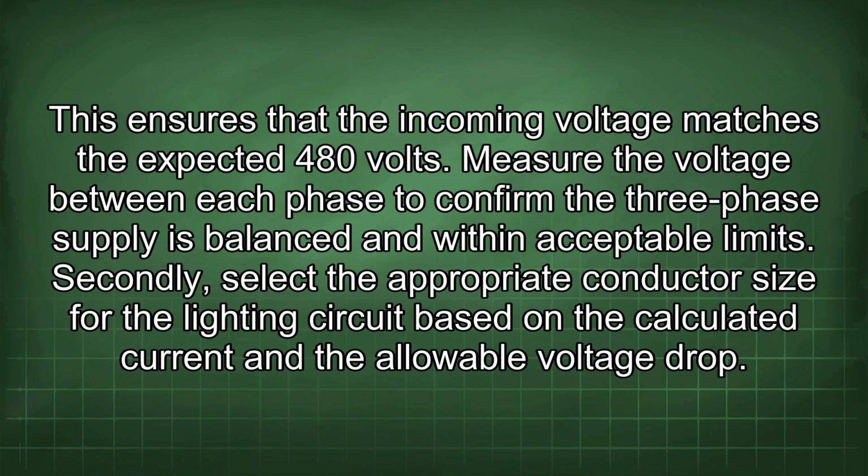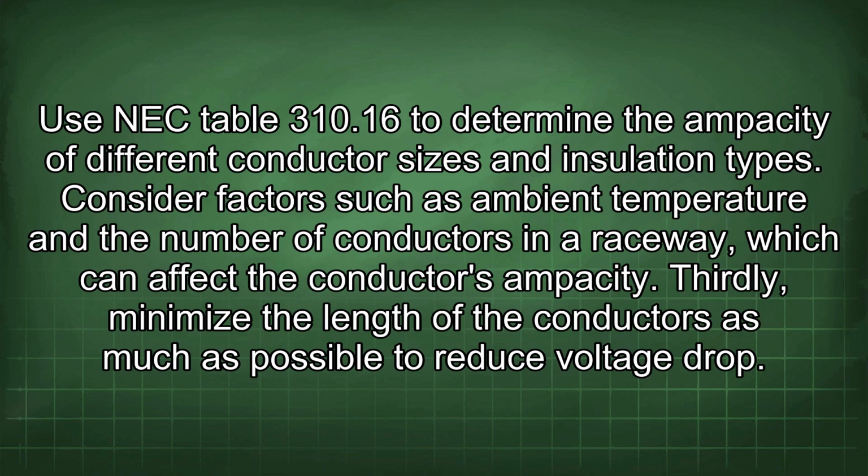Secondly, select the appropriate conductor size for the lighting circuit based on the calculated current and the allowable voltage drop. Use NEC Table 310.16 to determine the ampacity of different conductor sizes and insulation types. Consider factors such as ambient temperature and the number of conductors in a raceway, which can affect the conductor's ampacity.